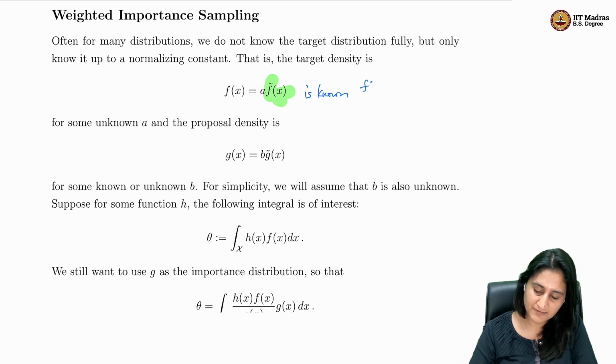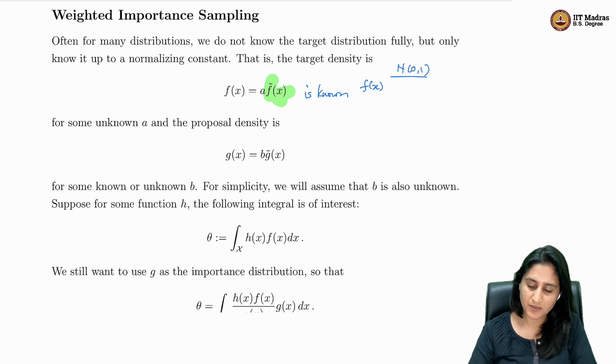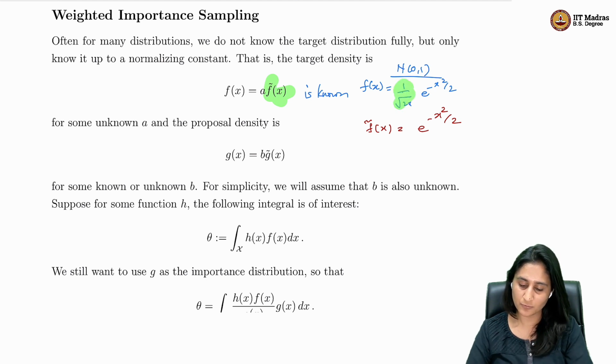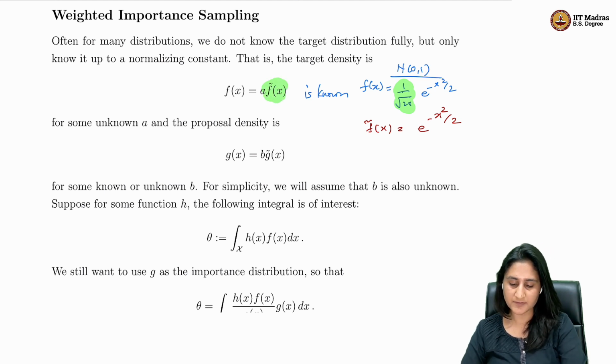So let's give an example. For example, f of x, we can talk about normal 0, 1. So f of x could be 1 over square root 2 pi times e to the power minus x squared by 2. But what we could have is we know f tilde x, which is e to the power minus x squared by 2, and we don't know the constant associated with it. That is, we don't know 1 over square root 2 pi. So that's the situation we find ourselves in.